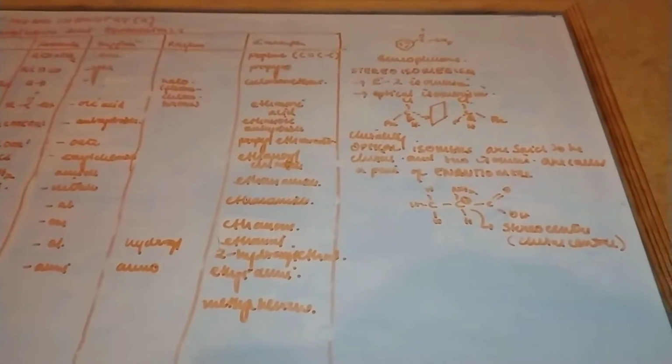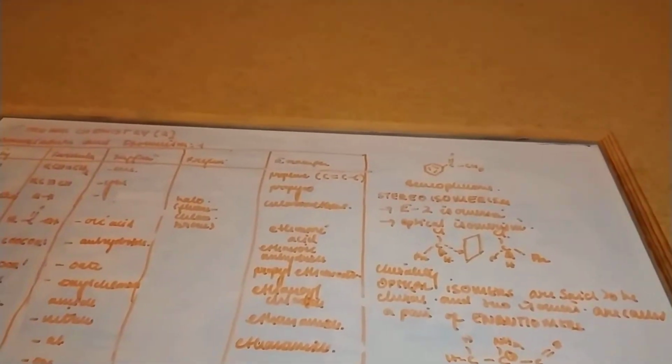Coming back to our stereoisomerisms. Stereoisomerisms, the example of EZ isomerism and the optical isomerism. Now, EZ isomerism is known as the cis and trans isomerism, where the E refers to the trans and the Z refers to the cis respectively.